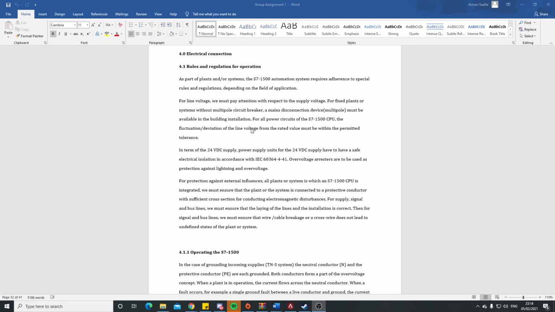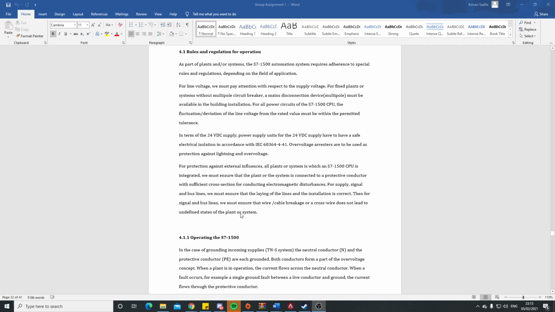we must ensure that the plant or the system is connected to a protective conductor with sufficient cross section for conducting electromagnetic disturbance. For supply, signal and bus lines, we must ensure that the laying of the line and the installation is correct. For signal and bus lines, we must ensure that wire or cable breakage or cross wire does not lead to an undefined state of the plant or system.